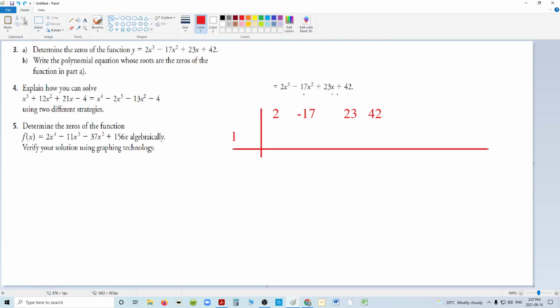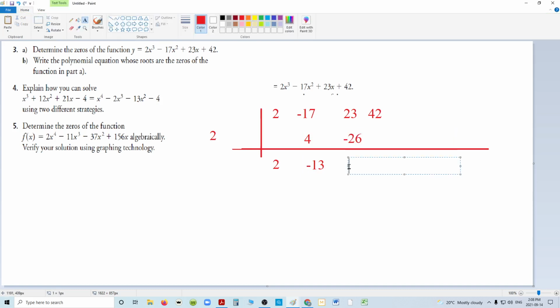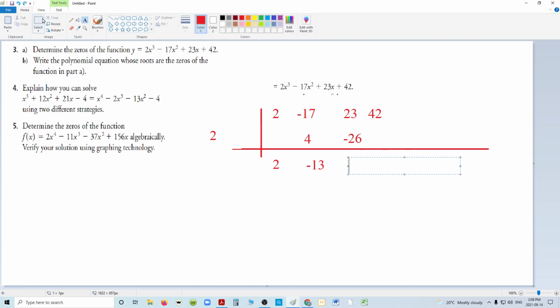We'll jump straight to 2. Could be minus 1. We're going to discover the other roots as we find 1. So we're going to start with 2. 2 times 2 is 4. Add them together is minus 13. 2 times that is minus 26. Add them together, we're getting minus 3. Multiply, we got 6. And I would try minus 2 normally, except I think we're just going to jump straight to 3. Let's see what we get with 3.